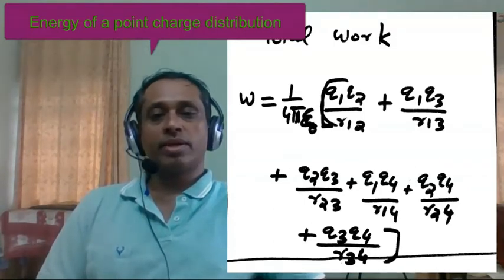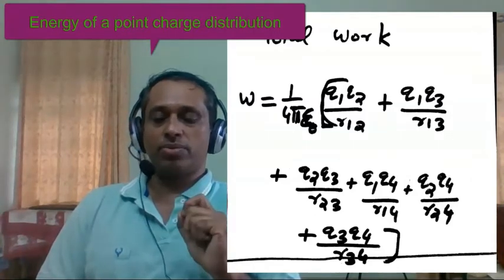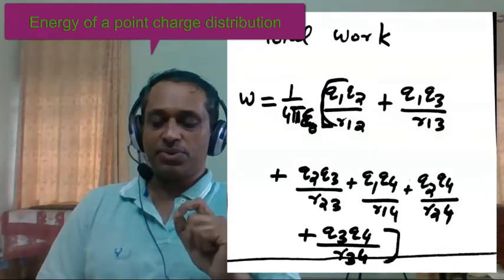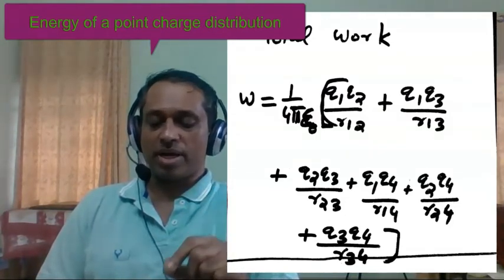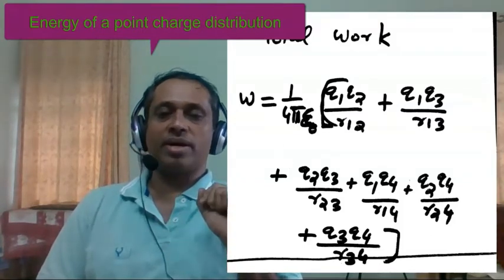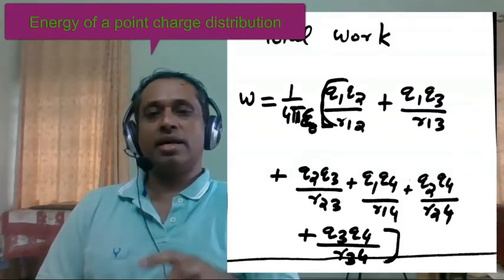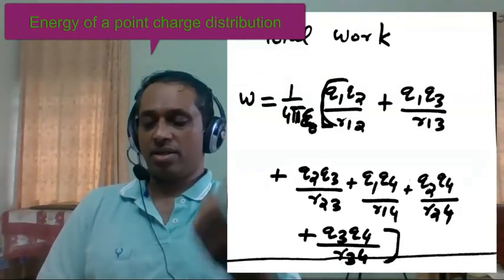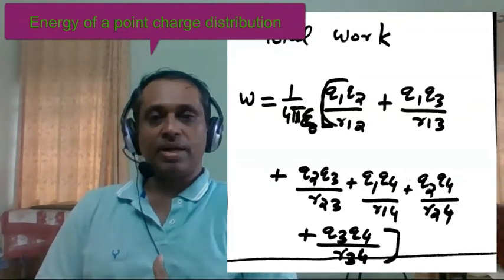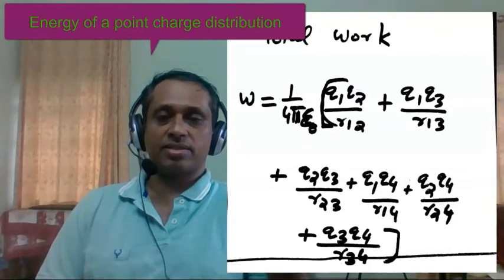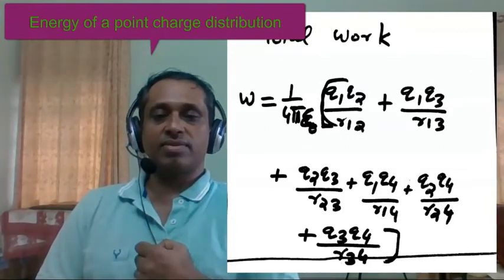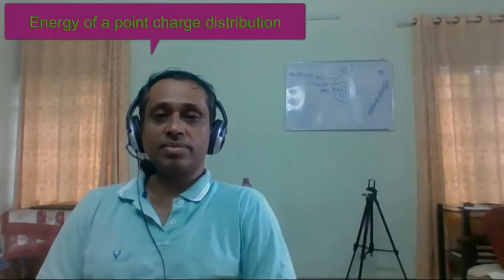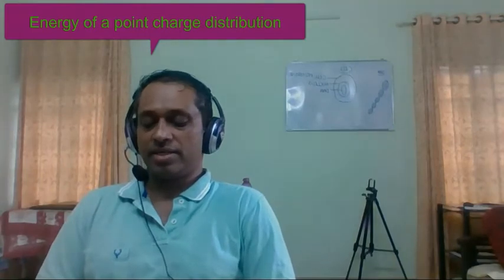Okay, so we have this Q1, Q2 by R12, Q1, Q3 by R13, Q1, Q4 by R14, Q2, Q3 by R23, Q2, Q4 by R24, Q3, Q4 by R34. So by looking at this expression, we can write a general expression for the work done in assembling a system of n charges. Here we considered 4 charges. We are now generalizing it to an assembly of n charges, any number of charges. How do we write it?